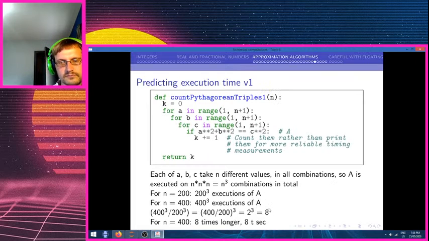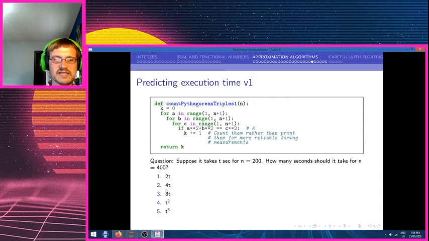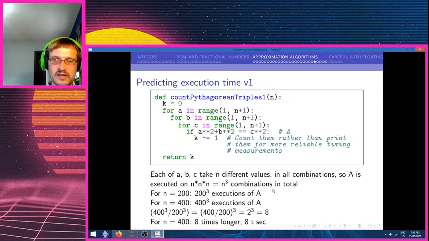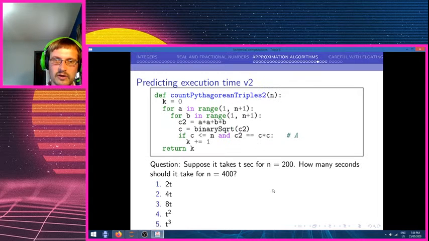Because basically the number of executions has doubled, the amount of time it takes is multiplied by a factor of 8, because it's proportional to n cubed, but it's not cubing the execution time itself. Right. There you go.